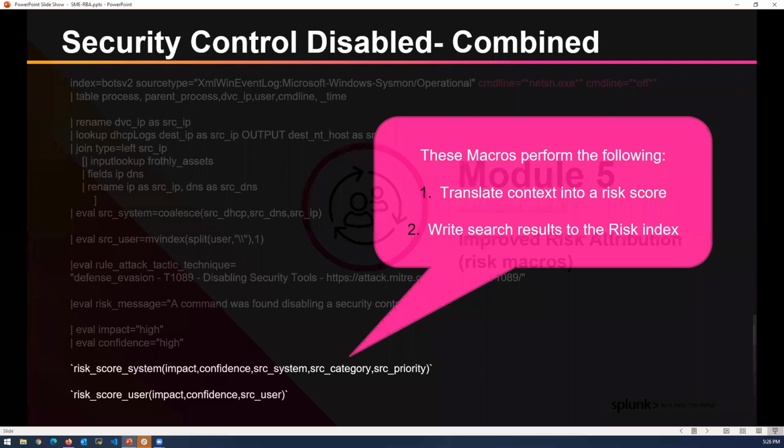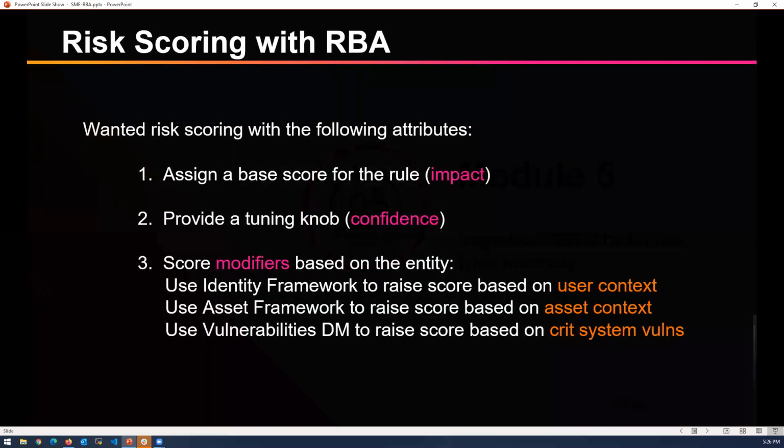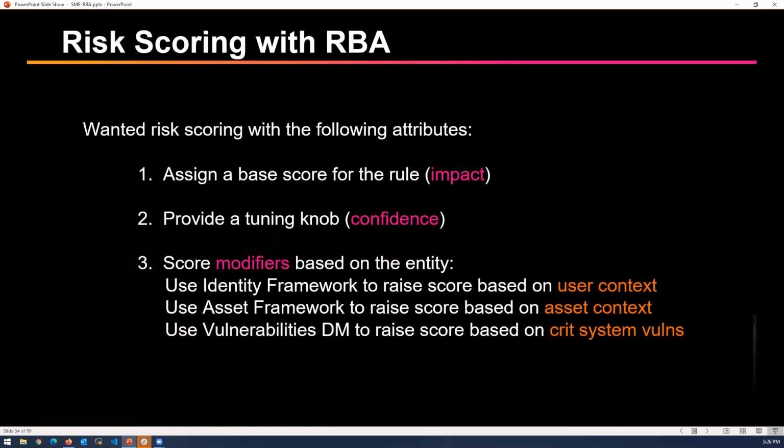So it's digging into those macros. Oh, no, back into risk rules. So again, assigning the base risk score is impact. The tuning knob is your confidence. And then we have the modifier. So typically we're using the identity and asset framework.